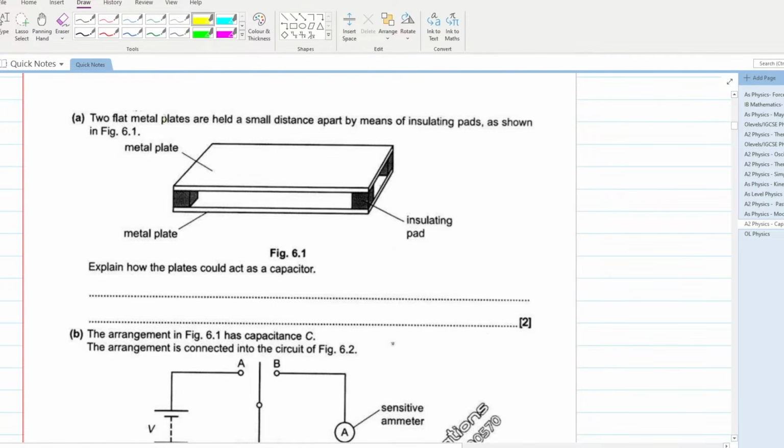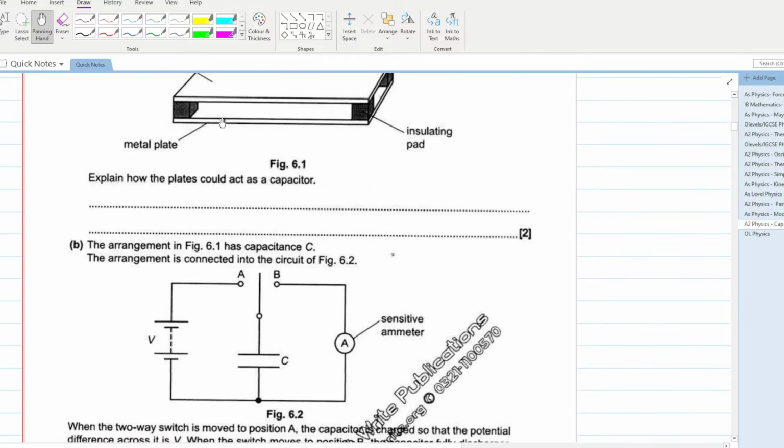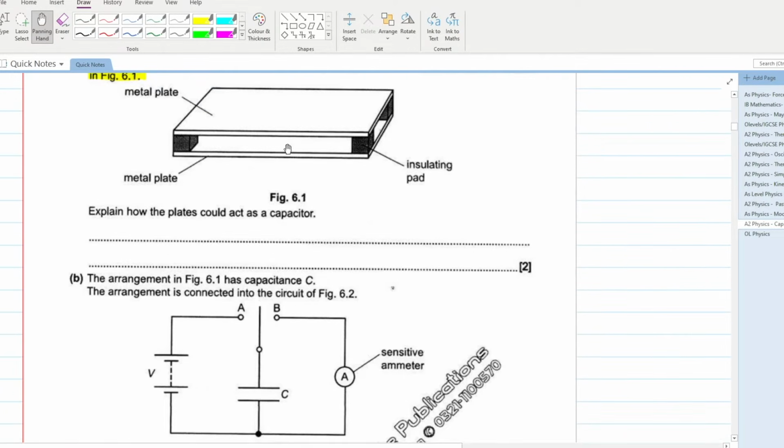Let's see part A of this question. Two flat plates are held a small distance apart by means of insulating pads as shown in figure 6.1. Okay. Explain how the plates act as a capacitor. भाई ये जो plates हैं वो capacitor की तरह किस तरह act कर रही हैं? So let's write down the answer.